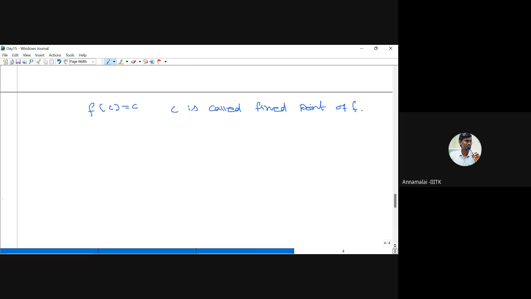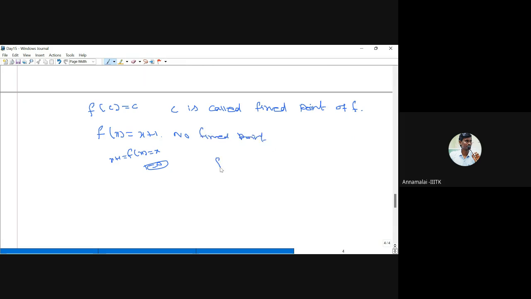Now can anyone tell me what is the fixed point of the function f of x equal to x plus 1? Which points map to the same thing? For what values of x does x map to x? So you have to consider f of x equal to x. But f of x is x plus 1. We can cancel x, and we get 1 equal to 0. That is not possible. Therefore, there is no fixed point for this function. Even though this function is continuous, it has no fixed point.